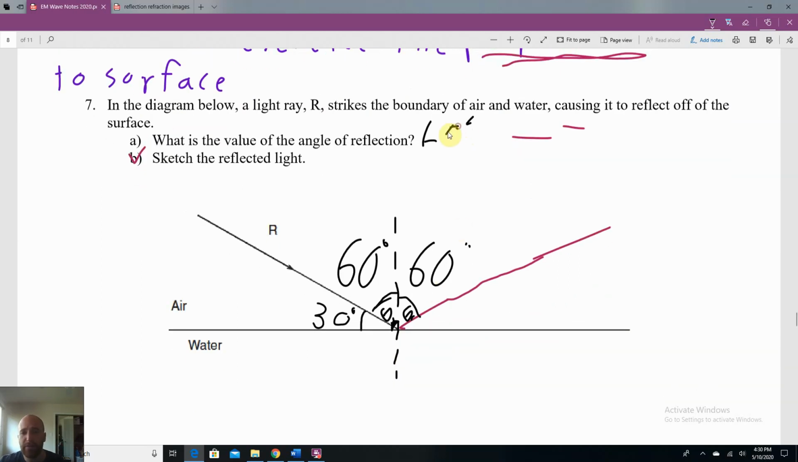And again, the thing I really want to emphasize is that all of these angles are from the normal. They're from this line that you have to draw in, because that's just what we do in physics. It's the way we measure these angles. And that's reflection. It's symmetrical, it's from the normal. And if you know those two things, you're good.